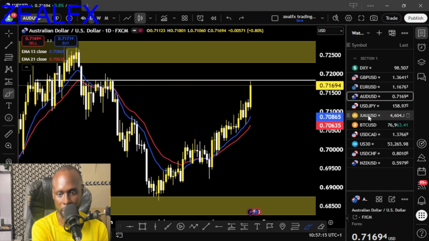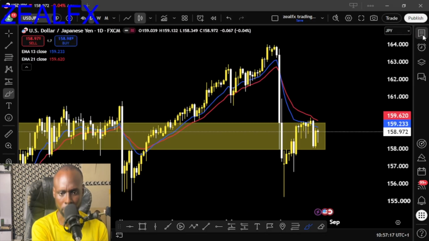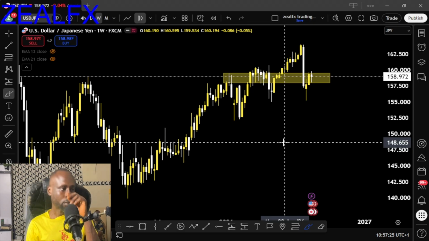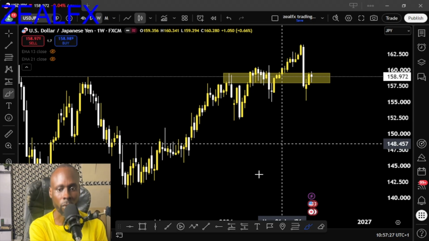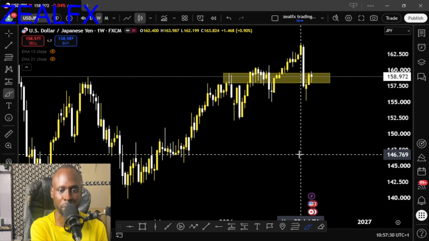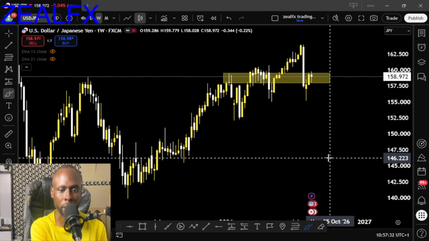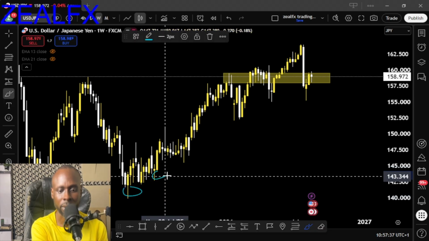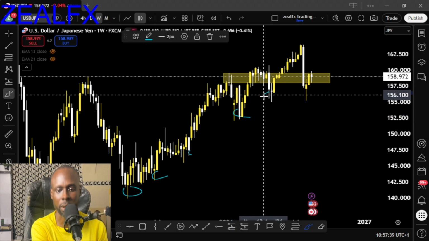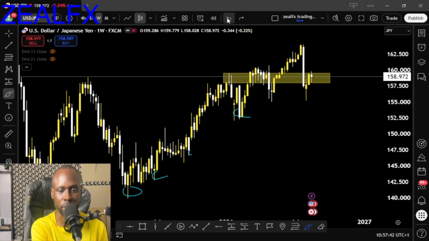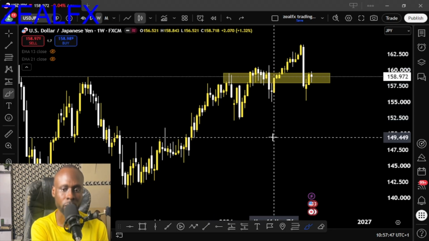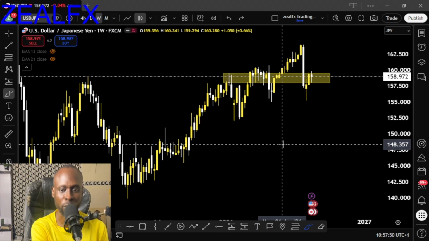Let's look at the next pair, which is the USD JPY. So the USD JPY on my weekly time frame, you can clearly see we have a bullish structure, which is we have this lower low and a series of higher lows, higher lows, higher lows, and higher lows. So as long as we have this series of higher lows, we expect more bullish movement from the USD JPY.